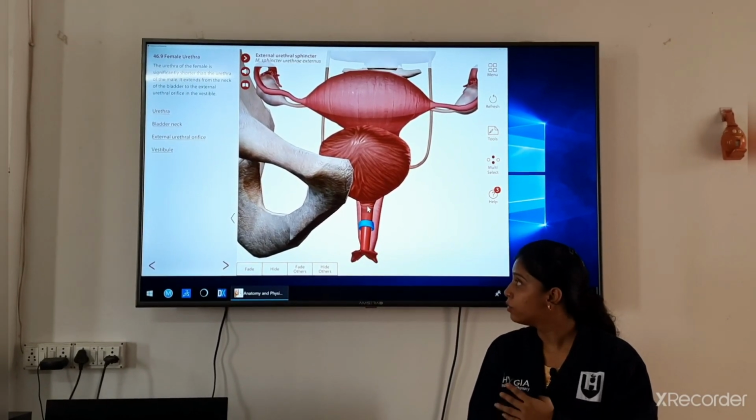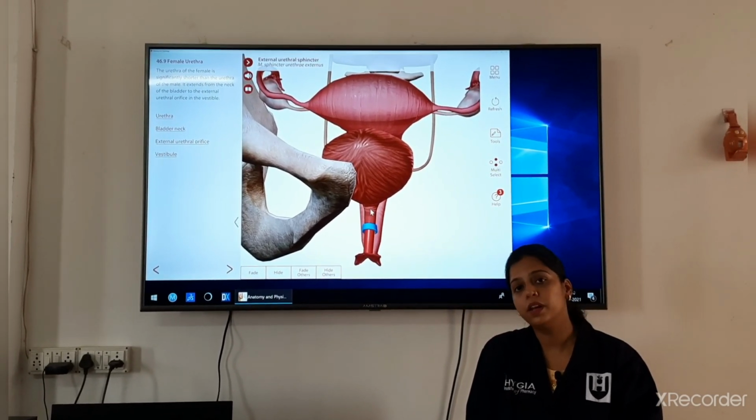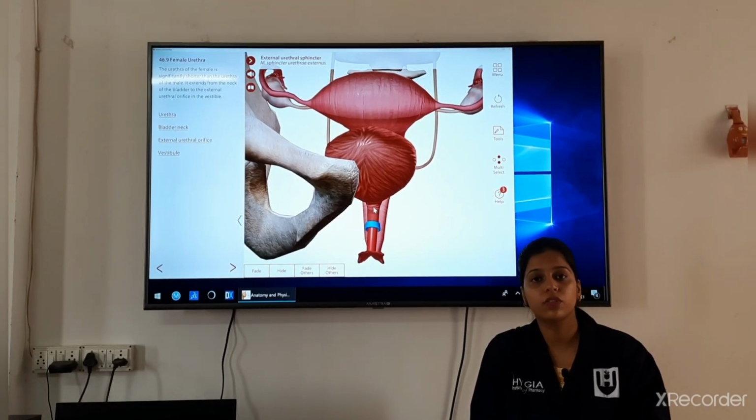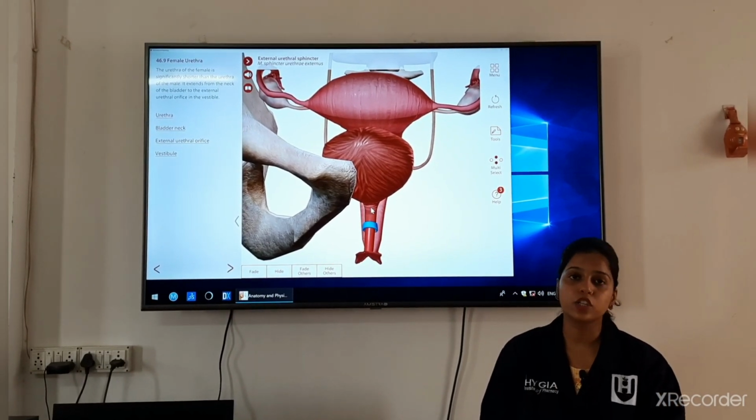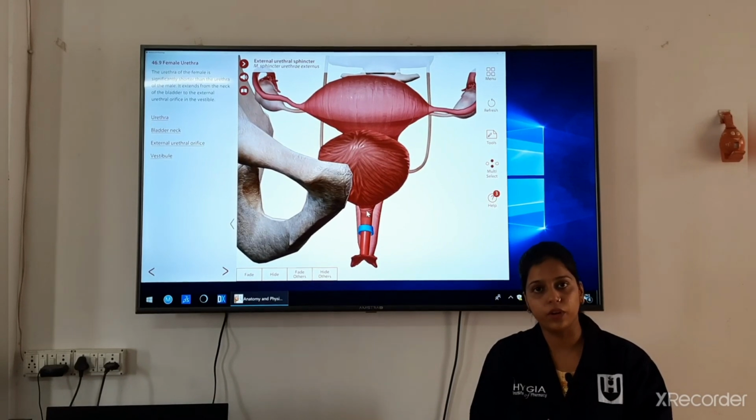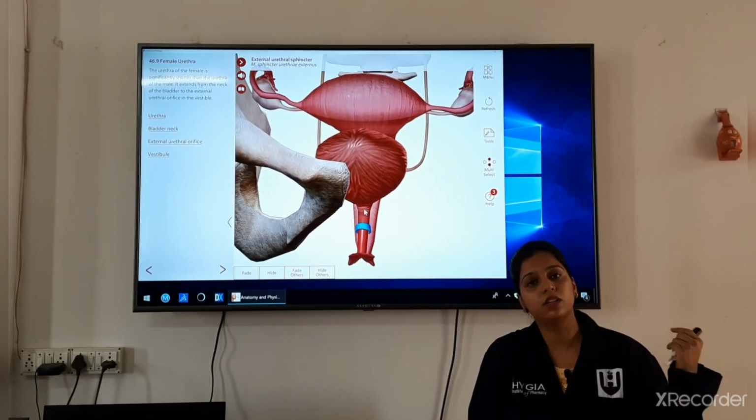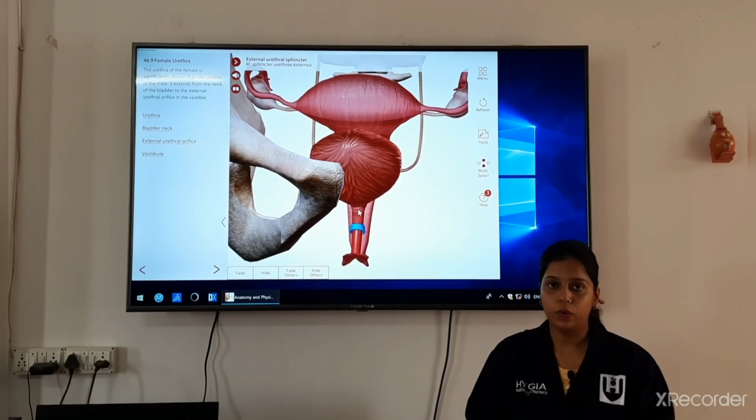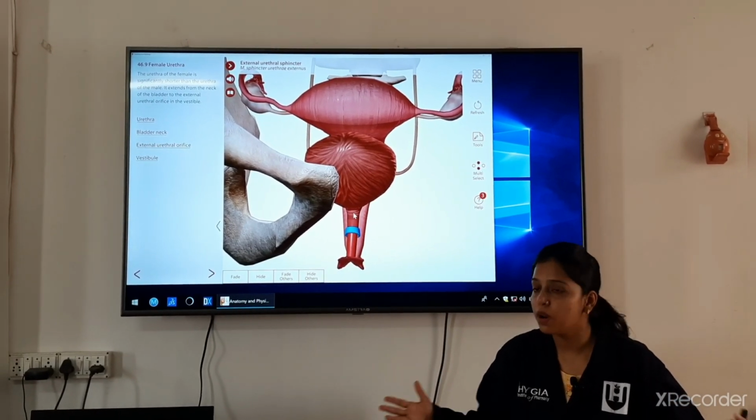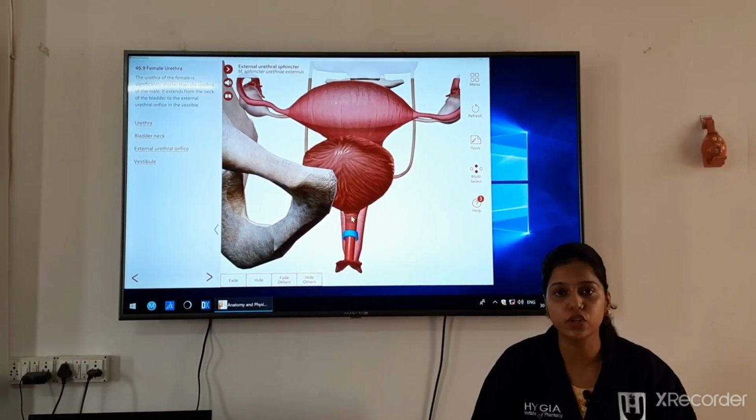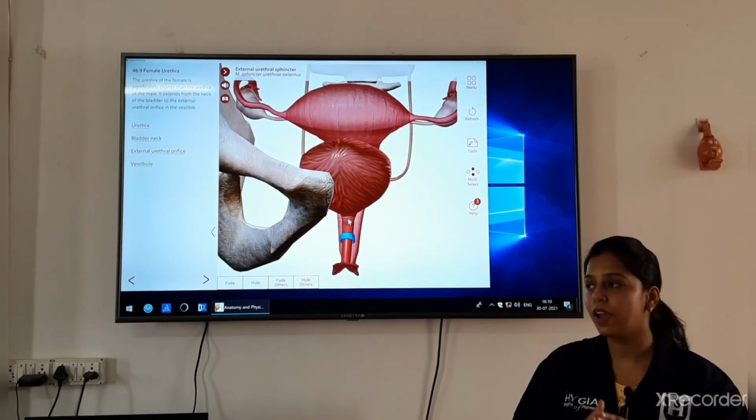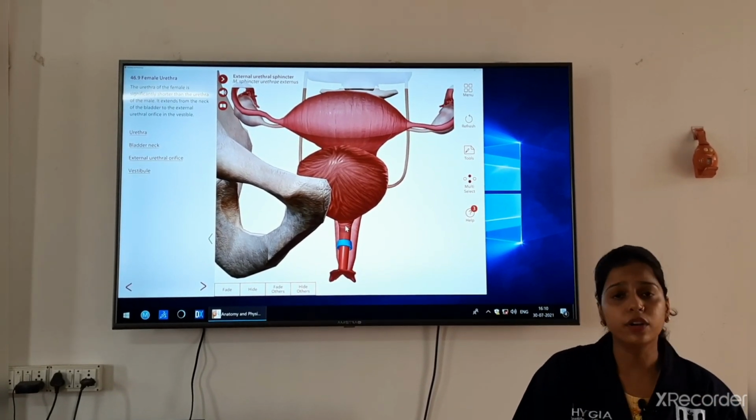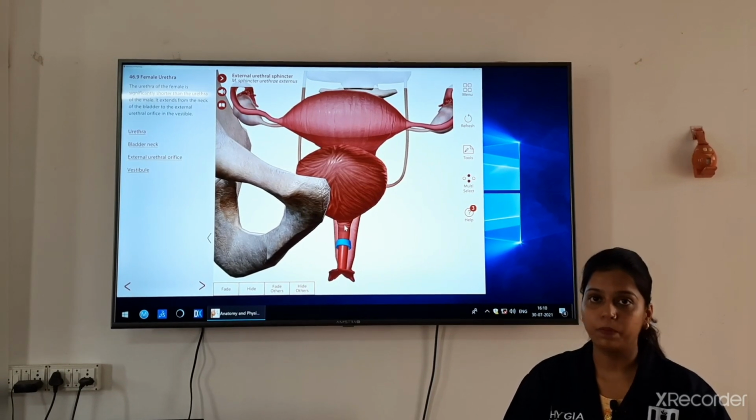So the function, I have told you: in males the urethra performs a dual function, and in females it is only responsible for the discharge of urine, while in males it is responsible for the discharge of urine along with the discharge of spermatic fluid. So this was all about the urinary system, that we have discussed: the kidneys, ureter, urinary bladder, and urethra.